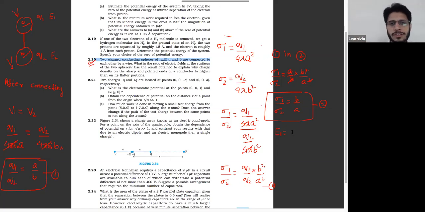Your E1 is sigma 1 by epsilon 0. Your E2 is sigma 2 by epsilon 0. You need ratio of E1 and E2. I need this ratio in terms of A and B. Just calculate this ratio and report your answer in chat room. Calculate this ratio in terms of A and B.